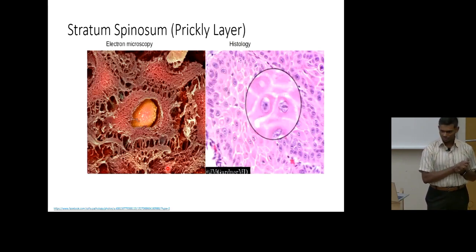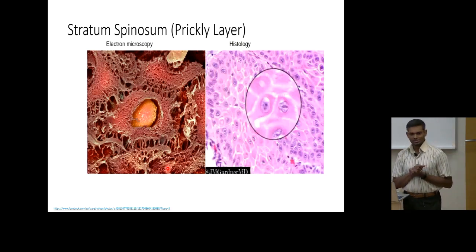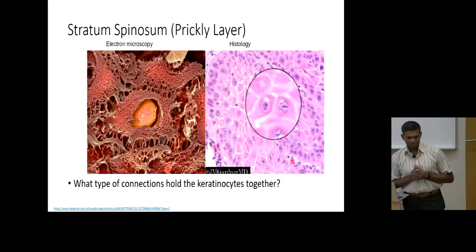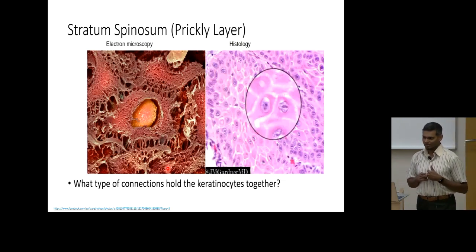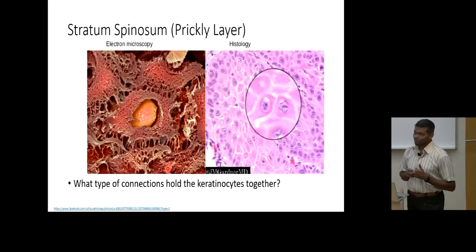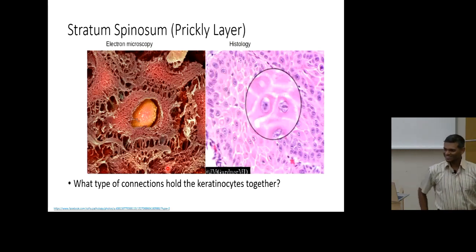So here's my question for you. What do you think these connections between these cells are? I spent an entire lecture talking to you about how cells are connected and cell junctions. So you can turn to your neighbor or go back to your slides. But can you tell me what type of connection would be found between these keratinocytes? Anybody willing to answer?